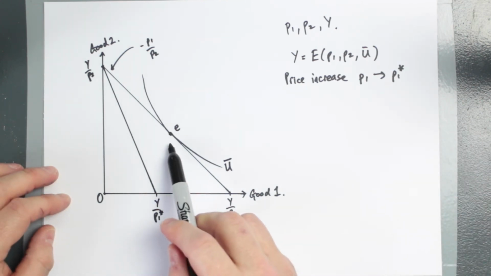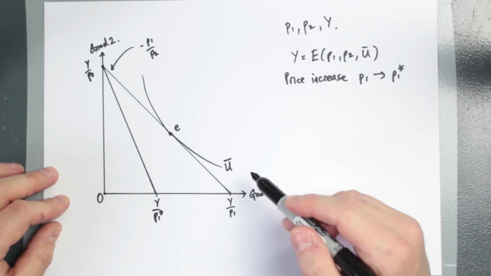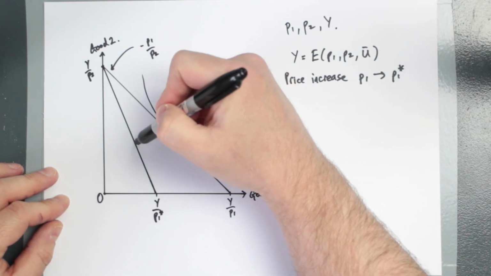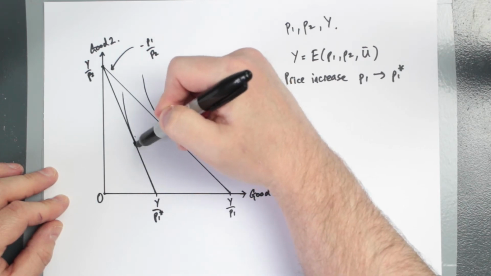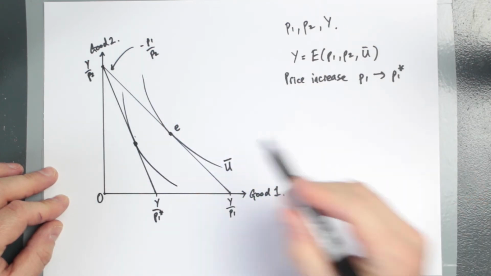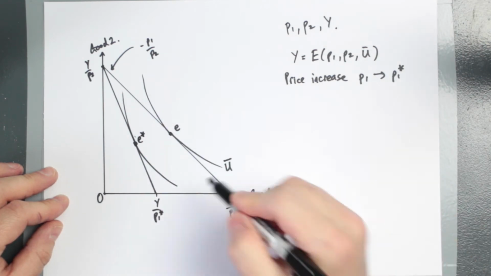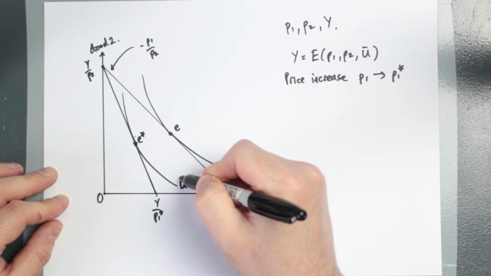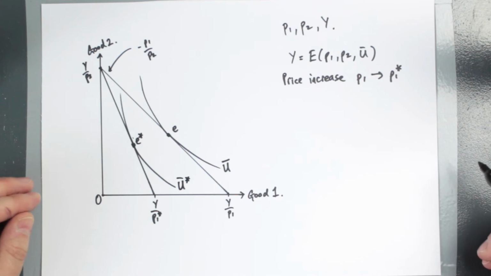And of course, the consumer can no longer afford point E, so they have to choose a new bundle. Let's just draw a point here, which is going to be represented by another tangency. Okay, so let's call that E star. And let's say that E star generates a utility level U bar with a star next to it. So U bar star. Okay.